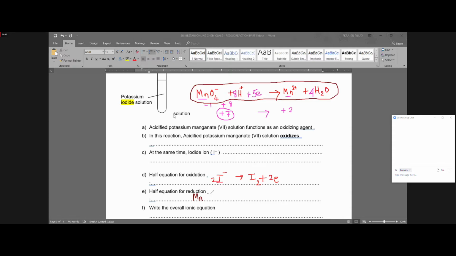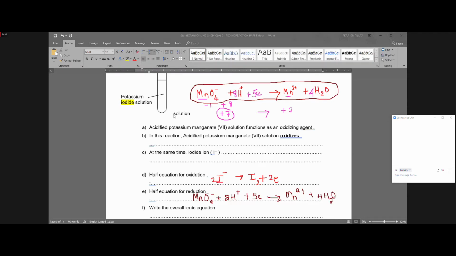Okay, let's try it now. You write it here. MnO4 minus, as I told you, if you can memorize it, memorize it. Plus 8H plus, plus 5e. Okay, and then this becomes Mn2 plus plus 4H2O. Okay, all balanced.